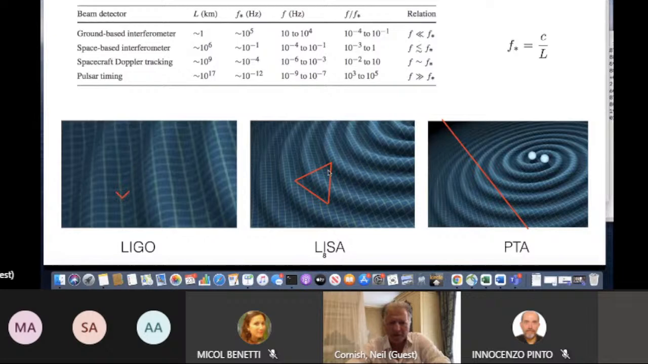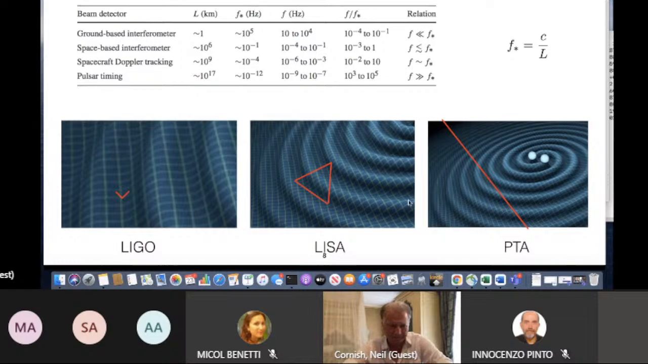For the case of LISA, they're kind of comparable. In some part of the frequency spectrum, the gravitational wavelength is long compared to the LISA arms. In other parts, at higher frequencies, it's short compared to the LISA arms. Whereas with pulsar timing, you're always in the regime where the gravitational wavelength is much shorter than the distance between the Earth and any of these pulsars, which are typically kiloparsecs away. But aside from that, the calculation is identical for calculating the response of LIGO, LISA, and pulsar timing.